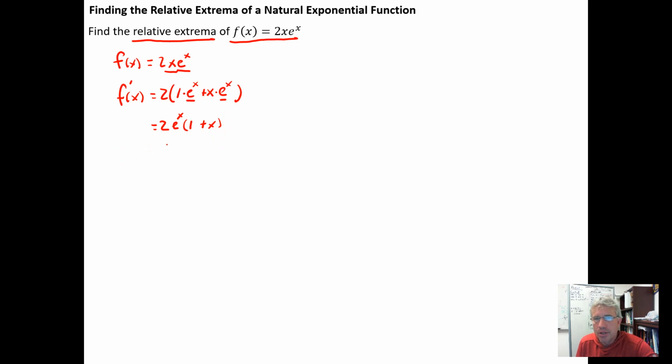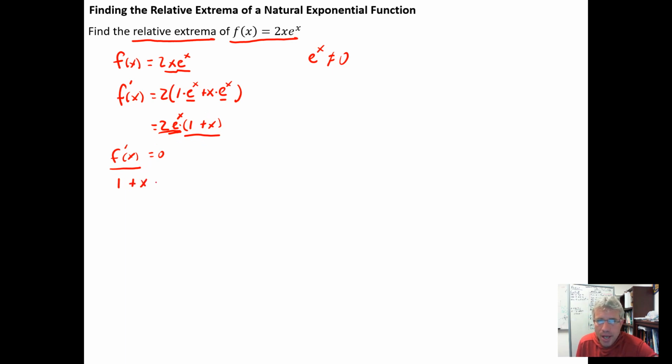And then what I need to do is find out when does the derivative equal 0. And the key here is that e to the x never equals 0. E to the x cannot equal 0 for any value you plug in for x. It doesn't matter. So the only way for the first derivative to equal 0 is for the 1 plus x to equal 0. By the zero product property, if we have a product of expressions equal to 0, then at least one of the expressions needs to equal 0.